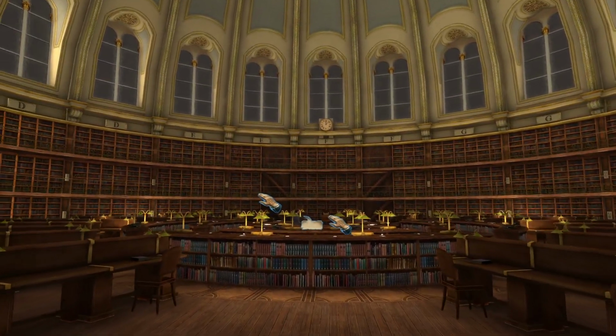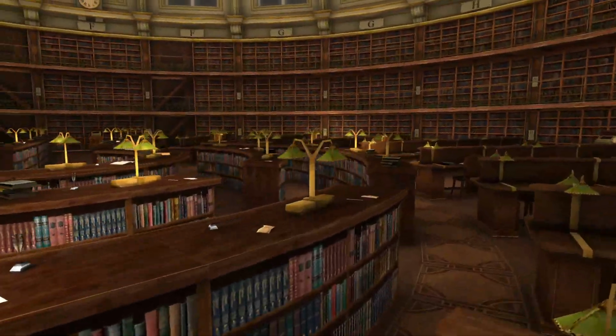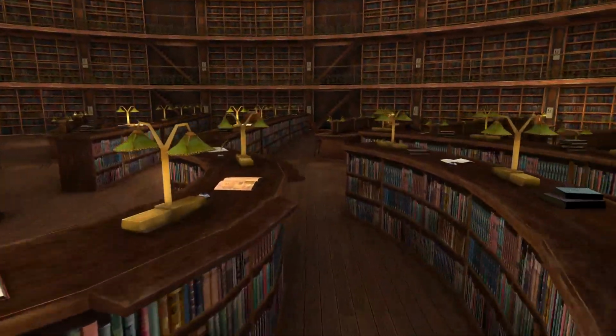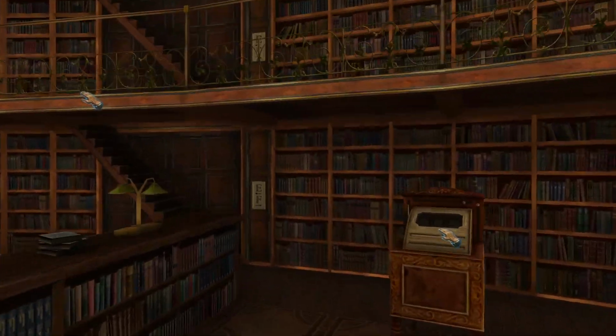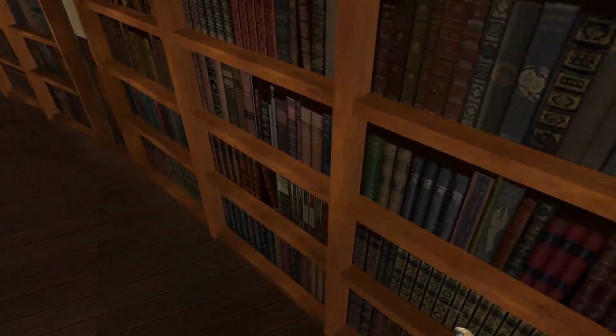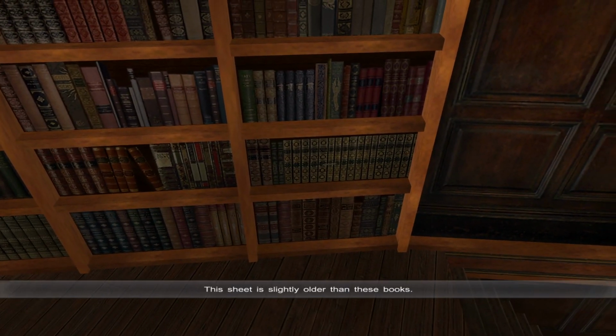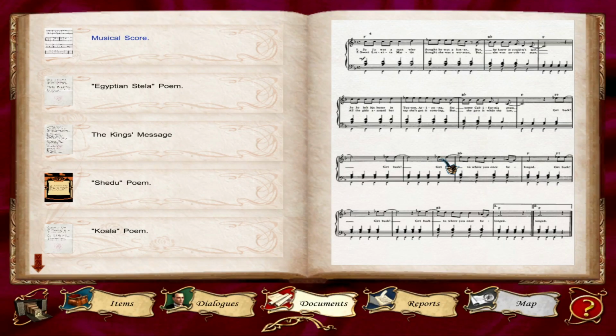All right, where are you? Oh, I think I see you. Yeah, there you are. God damn it, Lupin. This sheet is slightly older than these books. Oh, and now we have an instrument. What? How? Lupin.